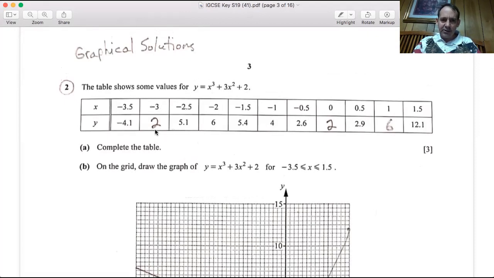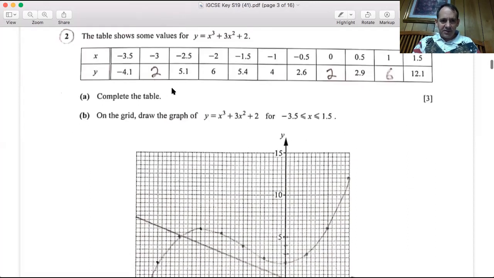So calculate that out. You should get 2. When you plug in 0, obviously the x cubed cancels, the 3x squared cancels, and you're only left with 2 there. And when you plug in a 1, you get 1 plus 3 plus 2, which is 6. So these two over here are easy to do. You can do in your head. This -3 you probably need to do on calculator. You'll still get 2. So that's 3 points there. So that completes the table.